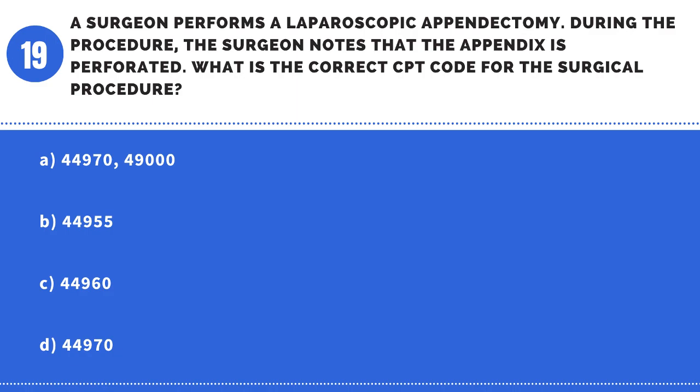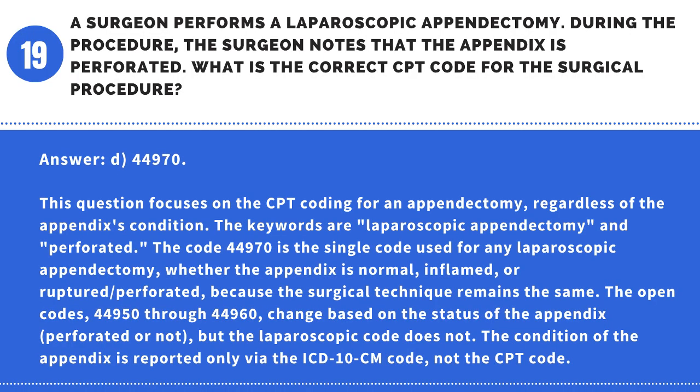Question 19. A surgeon performs a laparoscopic appendectomy. During the procedure, the surgeon notes that the appendix is perforated. What is the correct CPT code for the surgical procedure? A. 44970, 49000. B. 44955. C. 44960. D. 44970. Answer D.